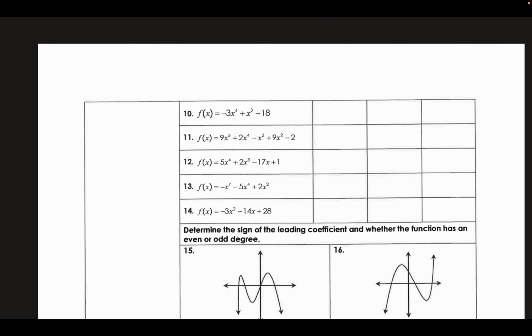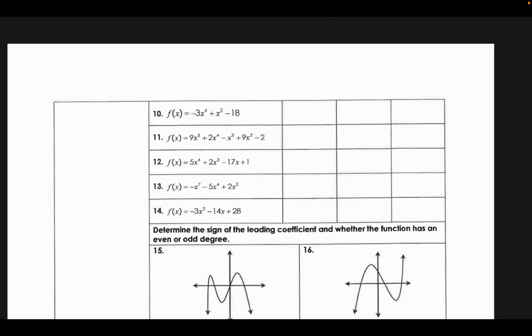Continuing, number 10 here, the highest degree is even, 4. And the leading coefficient is negative, so they both go down. And we can continue to fill out this table. 11, highest degree is odd, 5. The leading coefficient is positive, so to go forever down on the left, forever up on the right.